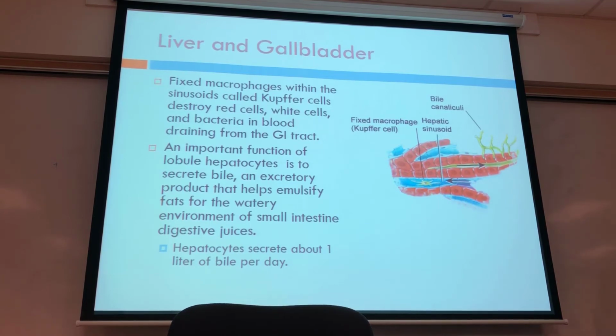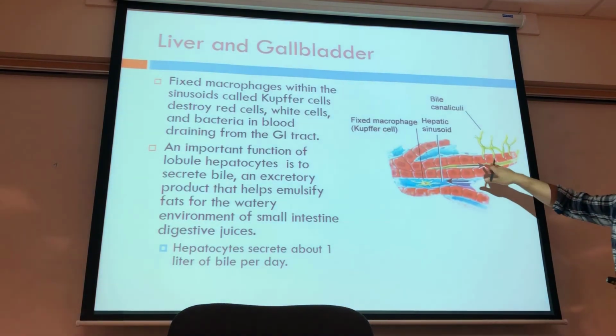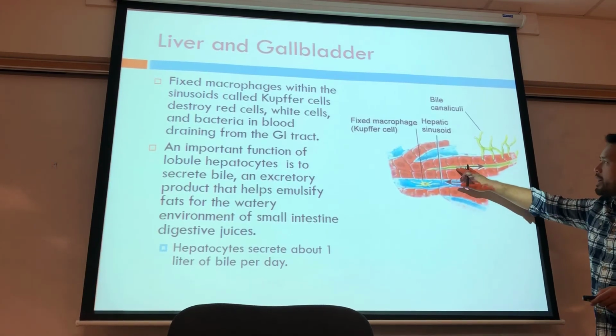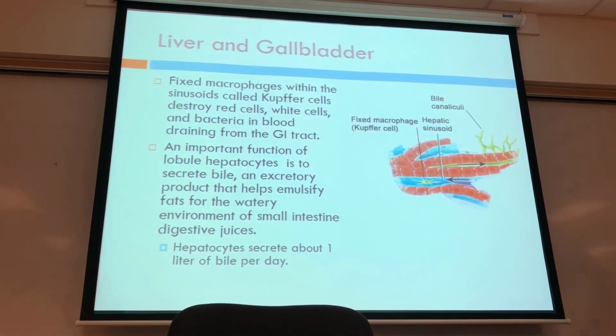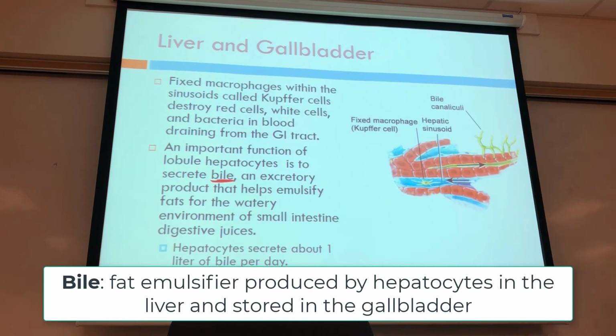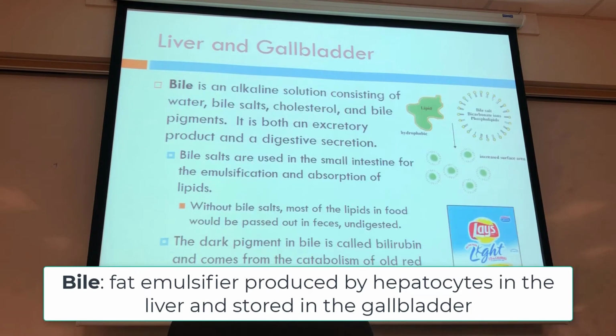The other function that we need to talk about is the production of bile. And keep in mind, I did mention a lot of functions of the hepatocytes. The functions of the hepatocytes really differ based on what they're next to. So the hepatocytes that are right next to what are called the bile canaliculi are the ones that are going to be producing bile. And bile is another exocrine product that helps emulsify fats. And I'll talk about that on the next slide over.